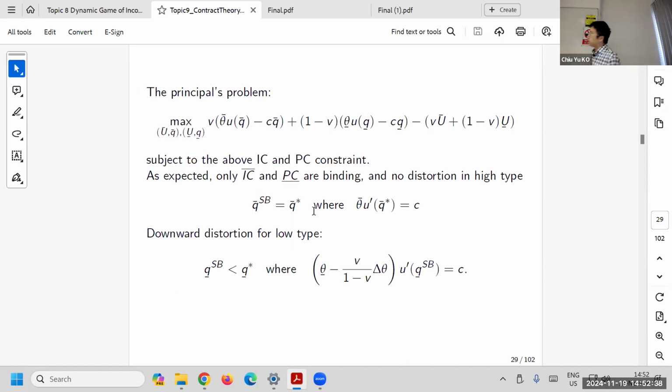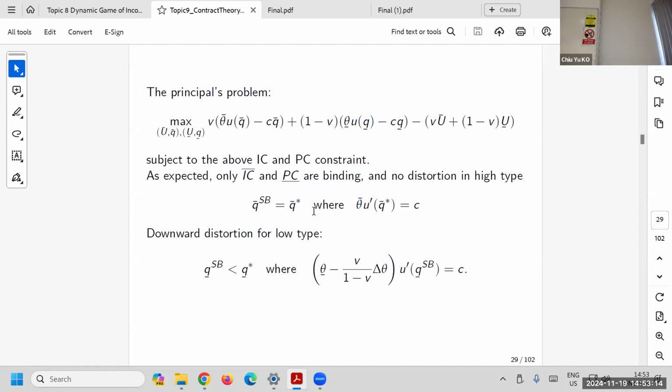And the problem is again the same. Once you put that back in, it becomes this. And as expected, only the efficient type's constraint is binding. The inefficient one looks like this. It's very similar to what we have seen. So you can solve this, and there's always a distortion for the low type. The low type you distort to make sure the high type doesn't want to mimic.